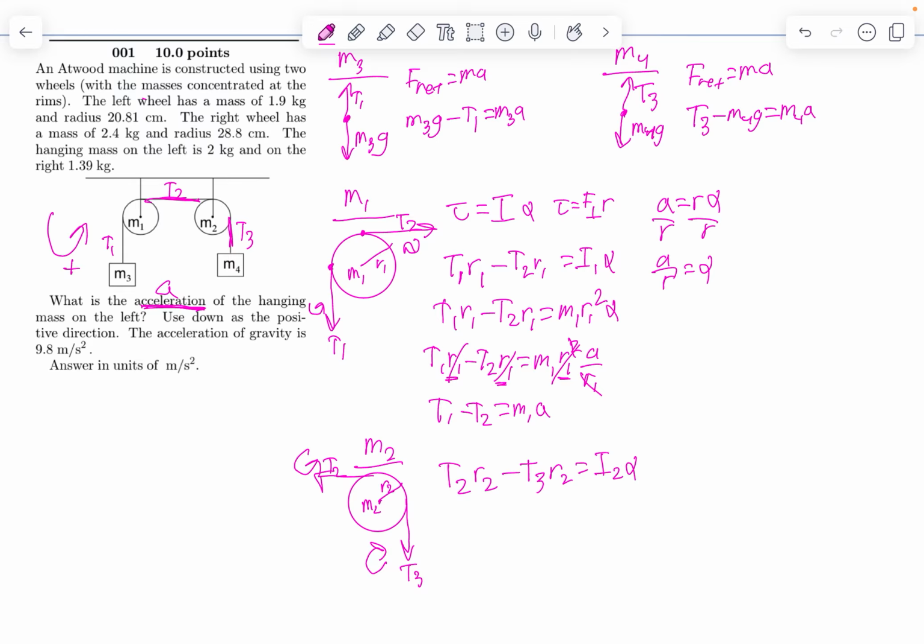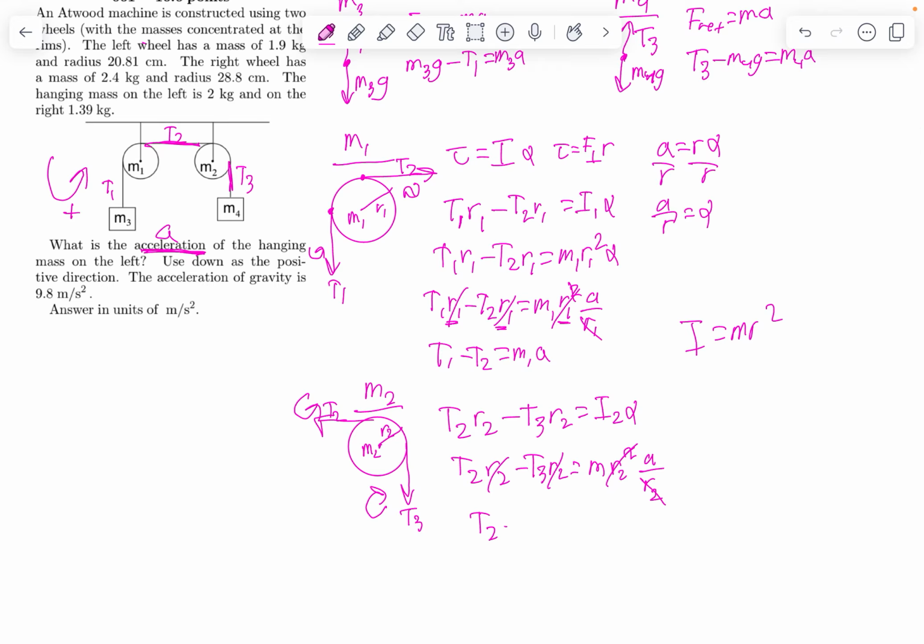And then instead of I, we'll put mr squared, and instead of alpha, we'll put A over R. So T2 R2 minus T3 R2 is equal to I, which is now M2 R2 squared, and then alpha is A over R. One of these R's is gone, and then there's an R in each term. So it really becomes T2 minus T3 is equal to M2A.